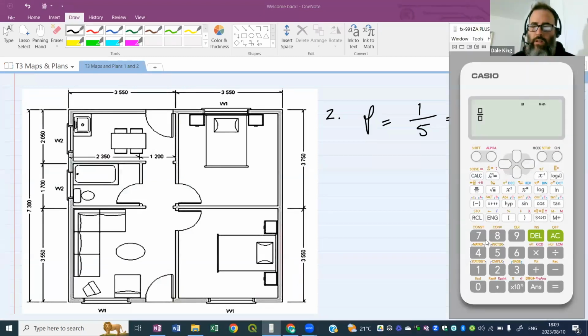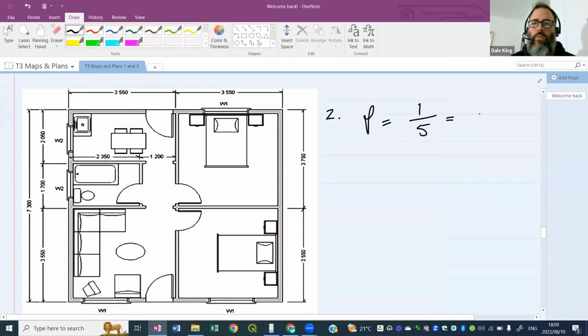All right, let's put that in the calculator. Perfect. 1 out of 5, which equals as a decimal 0.2. So they don't want it as a fraction or a percentage. They want it as a decimal. Well done. All right, moving on to the next question. We're doing well.